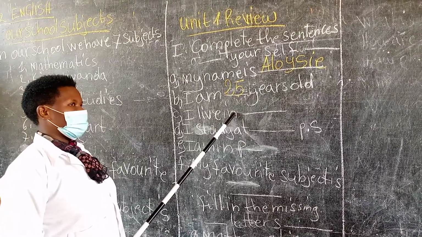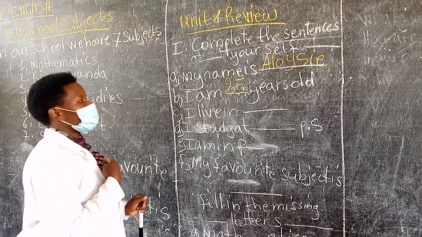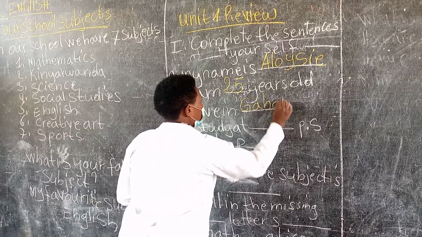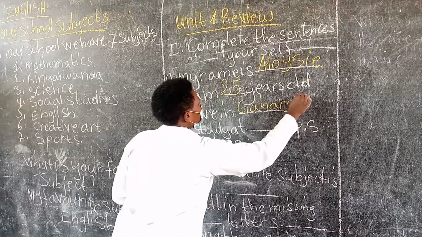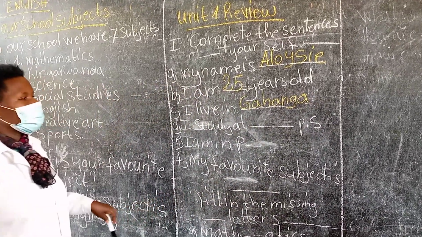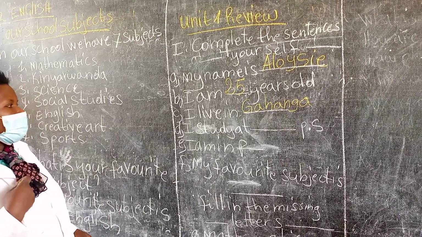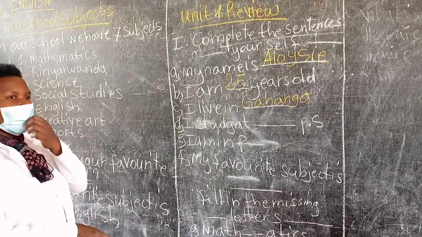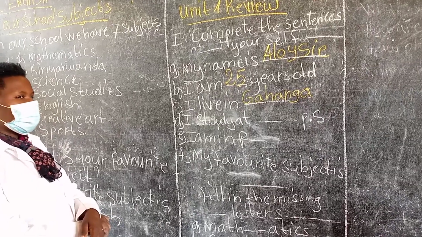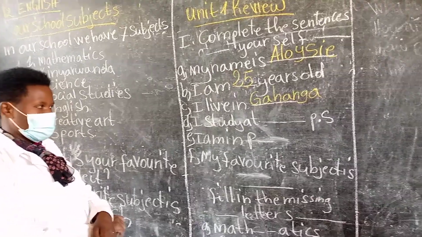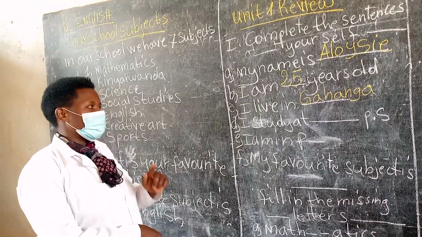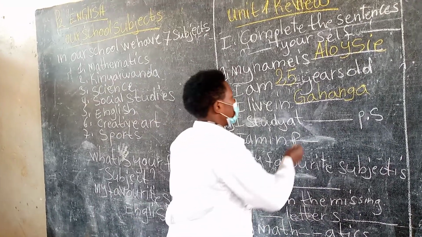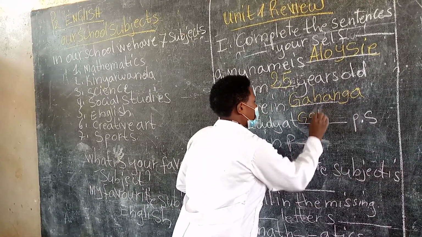I live in. For example, me, Aloysi, I live in Gahanga. For you, you have your own place of living. But for me, I live in Gahanga. I study at primary school. For me, I don't study in a primary school, but your children have their school. For example, I study in GS Kituki.